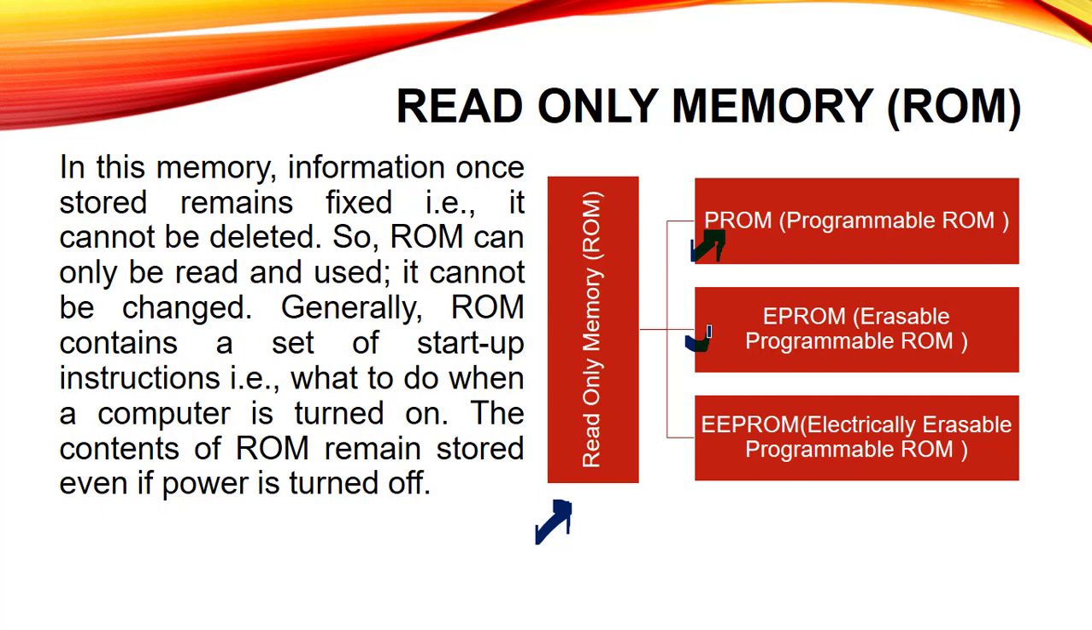Then next we have EEPROM. EEPROM stands for Electrically Erasable Programmable Read-Only Memory. This form of EEPROM can be erased by using electricity. Then we have one more type, that is UV EPROM. UV EPROM means that when we erase the data of a ROM by using ultraviolet rays, it's termed as UV EPROM.